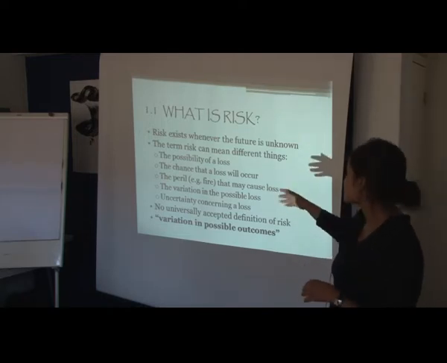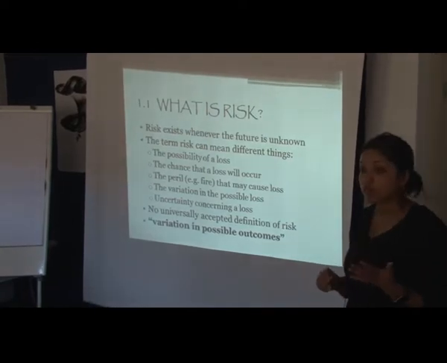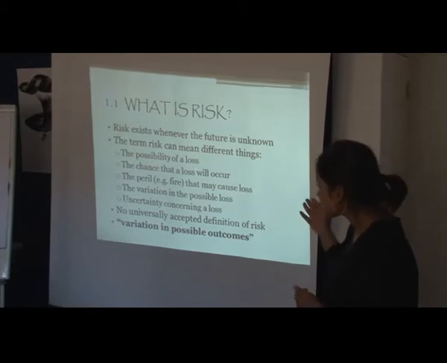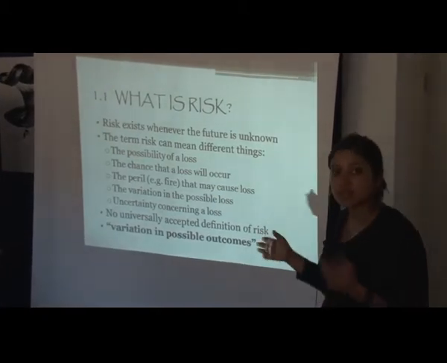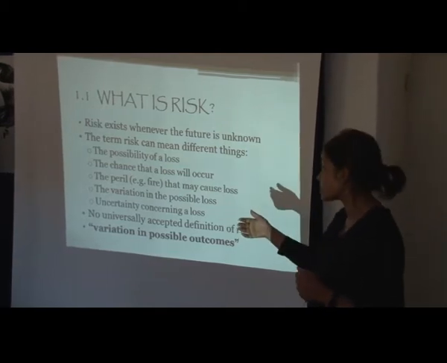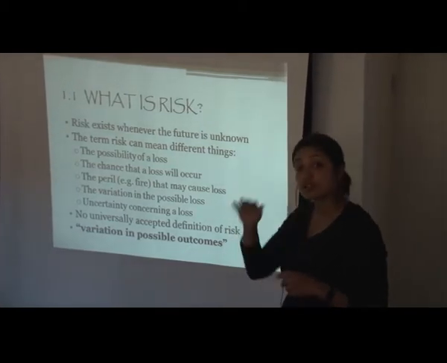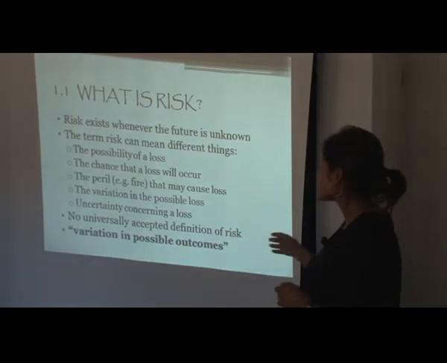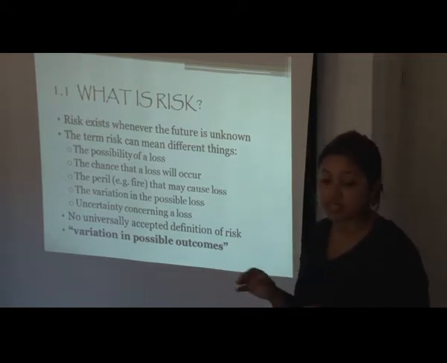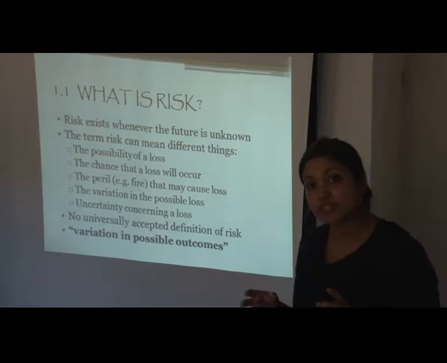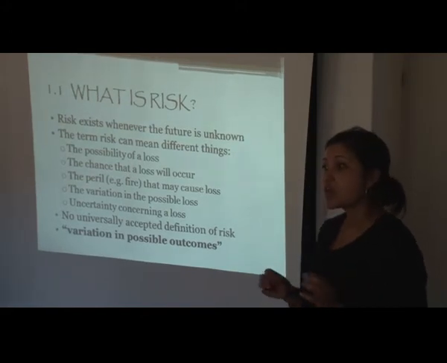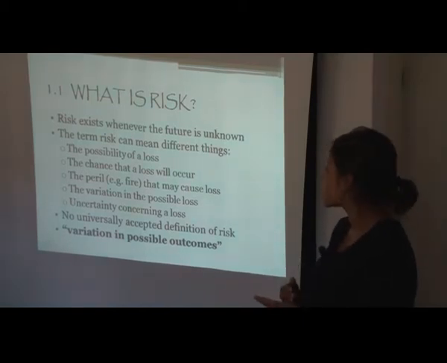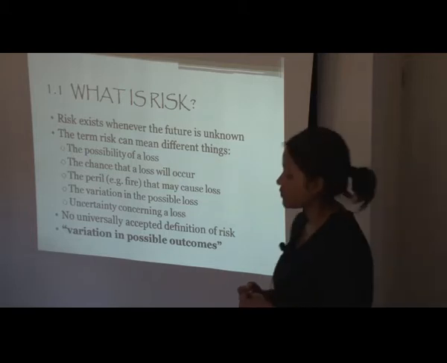I want you to know these 5 things. The five different ways property management is exposed to risk are: possibility of a loss, the chance that a loss will occur, the peril, like a fire, for example, that might cause a loss, the variation in possible loss, and the uncertainty concerning a loss. While there's no universally accepted definition of risk, it simply means a variation in possible outcomes. As a property manager, you expect certain things to happen in a certain way. If that does not occur, you are exposed to risk.